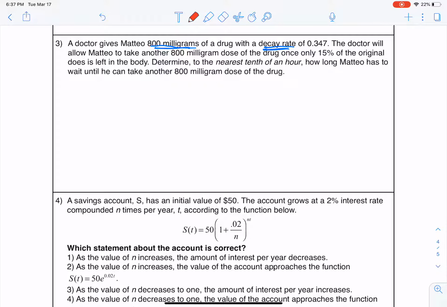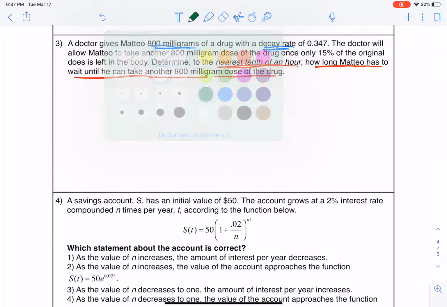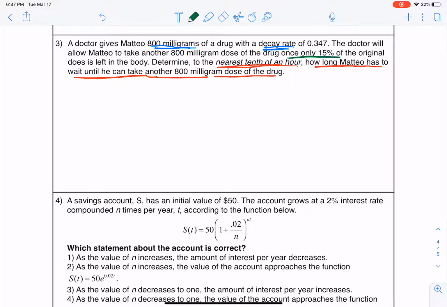We need to determine to the nearest tenth of an hour how long Mateo has to wait until he can take another 800 milligram dose of the drug. And we're told that he can only take that drug once 15% of the original dose is left in the body.